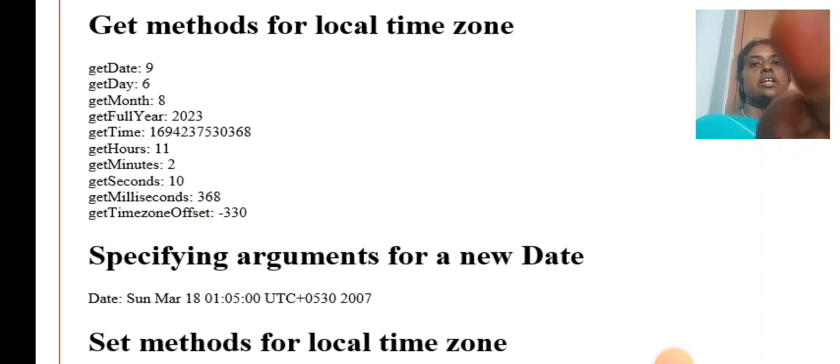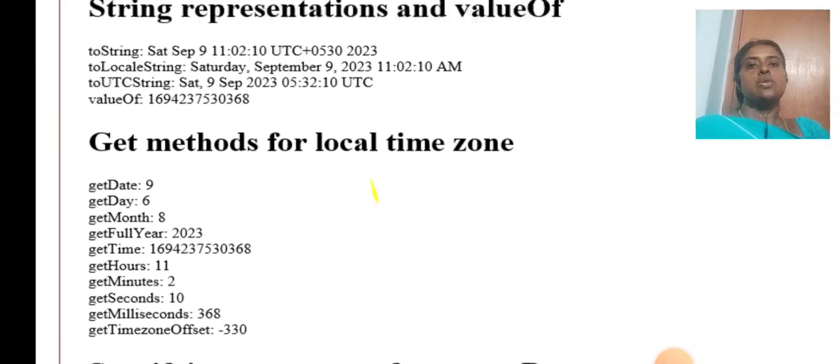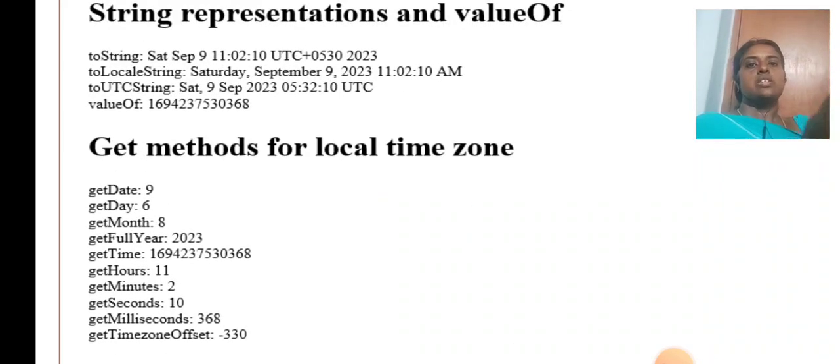So here getDate, it is 9. I executed that program on 9th September. So you can see there, the local string, it is on Saturday, September 9. So that is getDate. getDay is 6. I executed the program on a Saturday. So my getDay value is 6.